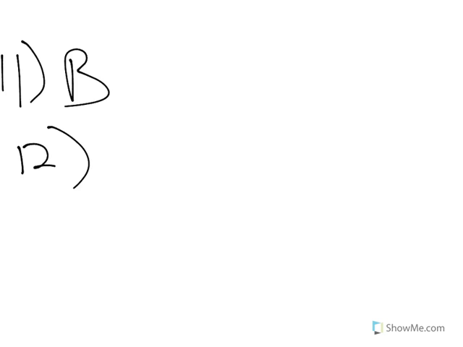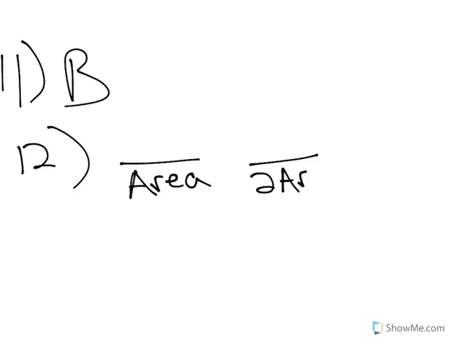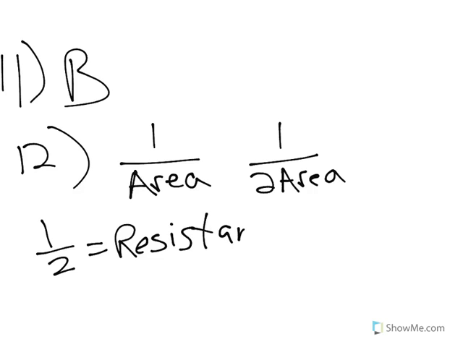Number 12. If a wire of cross-sectional area A has a resistance of R, then another wire of the same material with a cross-sectional area of 2A will have a resistance of. So it's essentially saying we double the area, what happens to the resistance. The important thing to note is that the area is in the bottom of the formula. So if we double the area, we get half the resistance. It should be R over 2, so number 12 should be C.